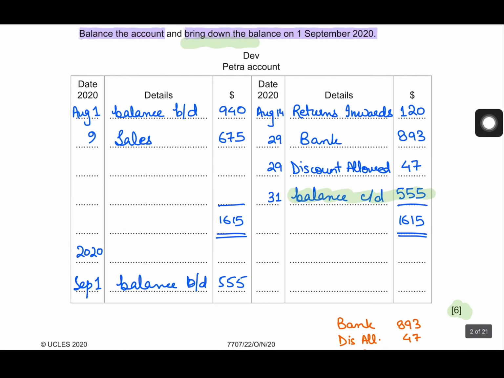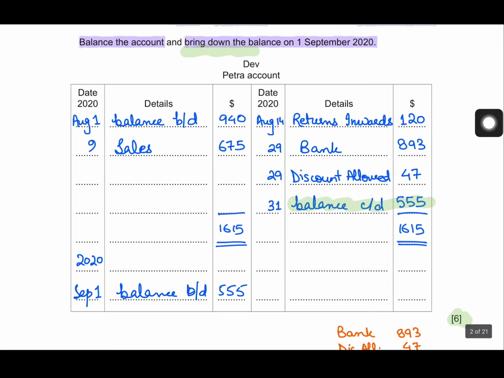Petra, we know that she is our customer. Customers are accounts receivables, right? So this is receivable. We will be receiving 555 from Petra in future. She still owes us 555. So this is what? An asset or a liability for Dave? It's an asset, right? She's an asset for the business and a current asset, right?